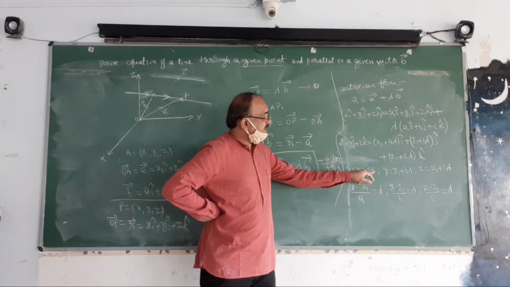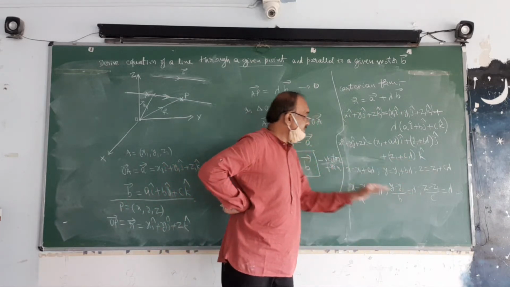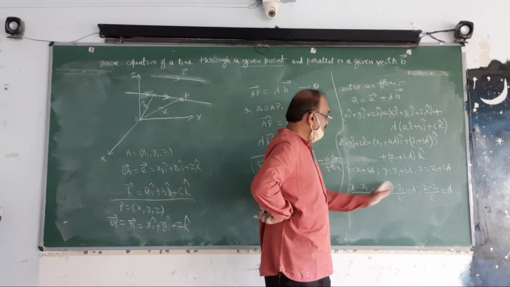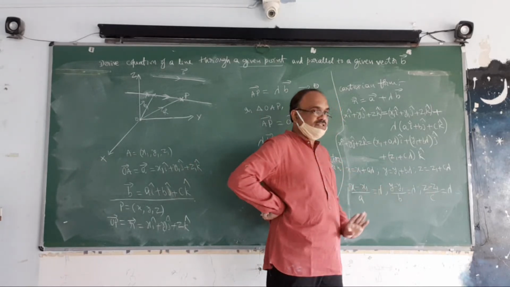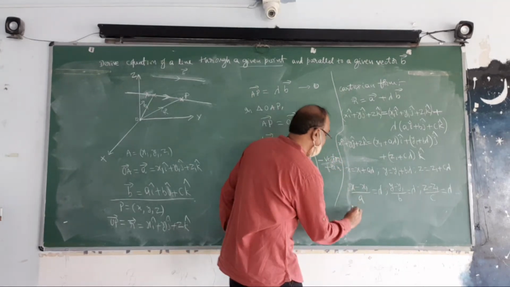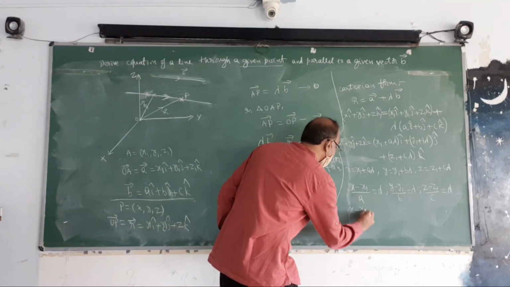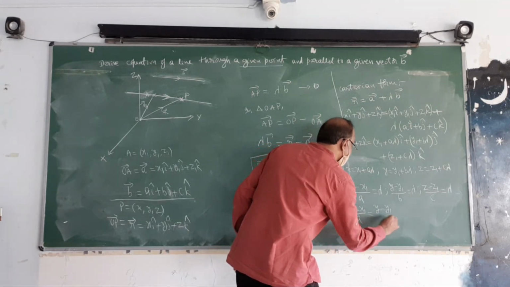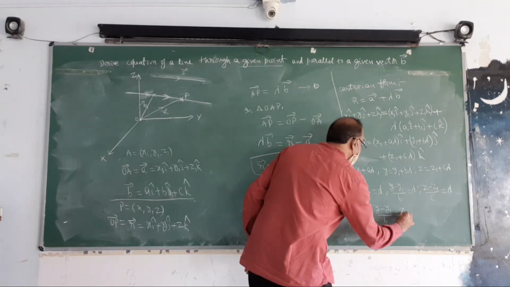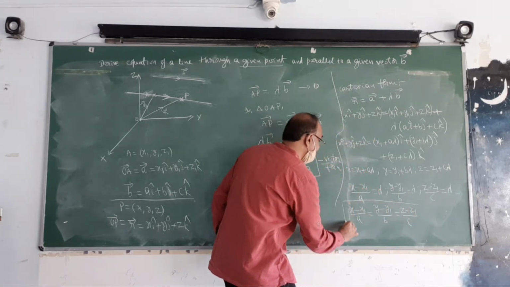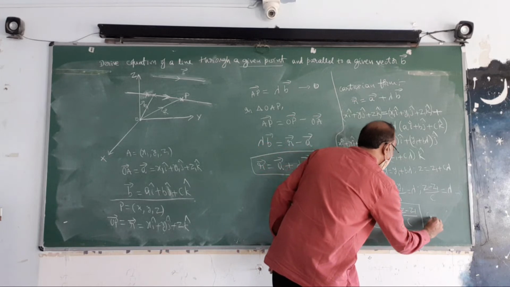I am just keeping lambda here for all the equations, sending other things here. Now you see, all these values are equal to some constant lambda. So I can replace all of this like this: x minus x1 by a equals y minus y1 by b equals z minus z1 by c. So this will be your equation of the line in Cartesian form.